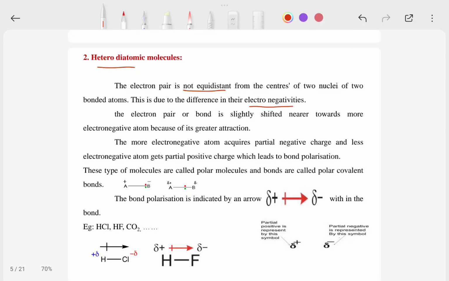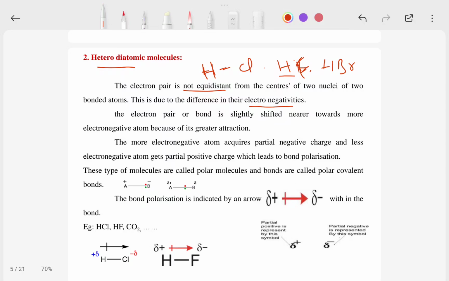Here in heteroatom, two different atoms are bonded. For example, HCl, HF, HBr. Here you can observe HCl. In HCl, hydrogen and chlorine do not have the same electronegativity. In HBr, hydrogen and bromine do not have the same electronegativity. In HF, hydrogen and fluorine electronegativities are different like this. The electron pair in these compounds containing two different electronegativities is combined in one bond.